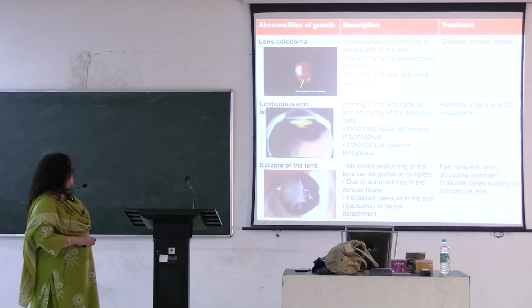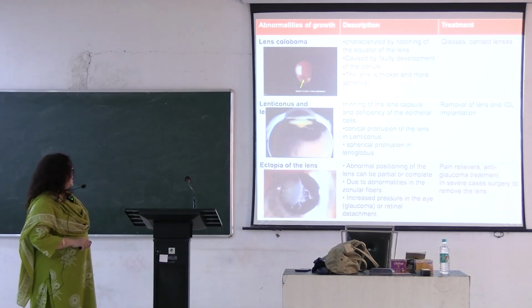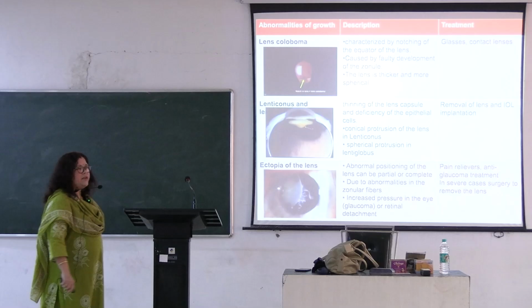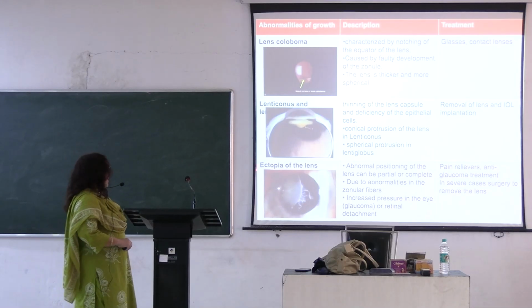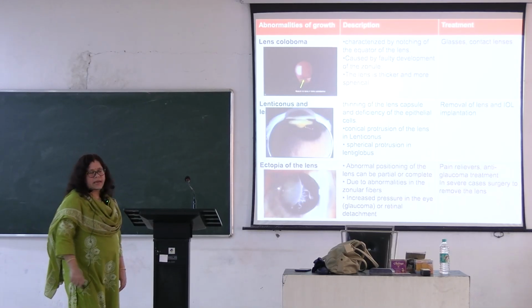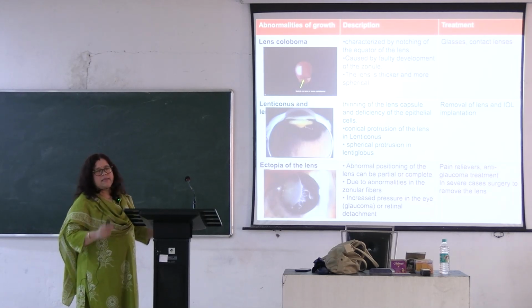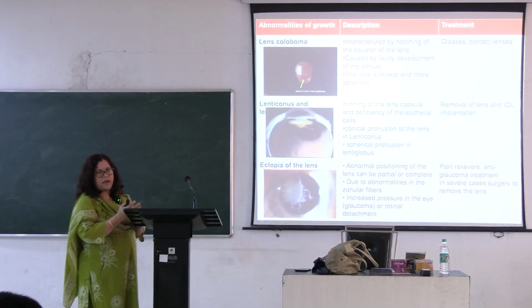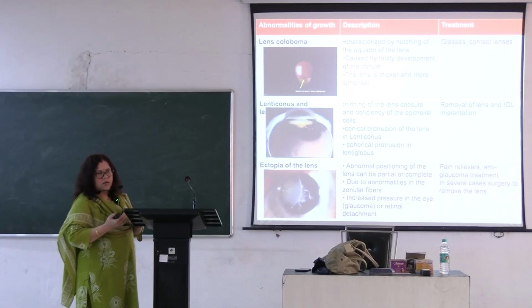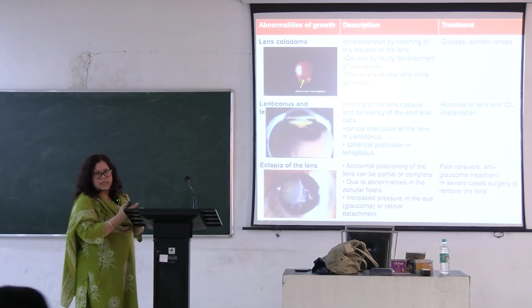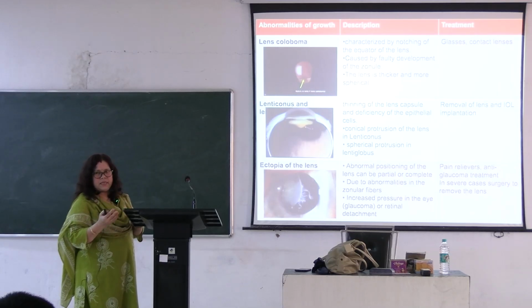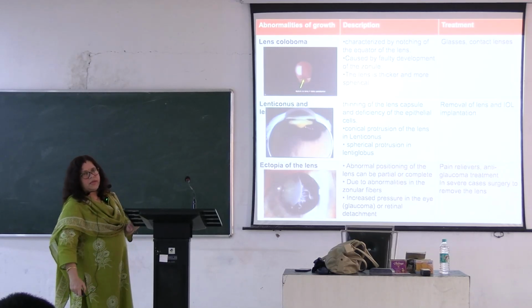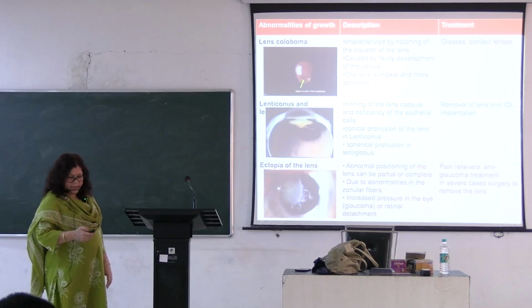Then lenticonus. In this case, the lens is conical in shape. And ectopia of the lens means when the lens is present other than in its normal position. It may be displaced nasally, temporally, upwards or downwards. Half the lens is present in the pupillary area and half away from the pupillary area, that is called ectopia lentis.